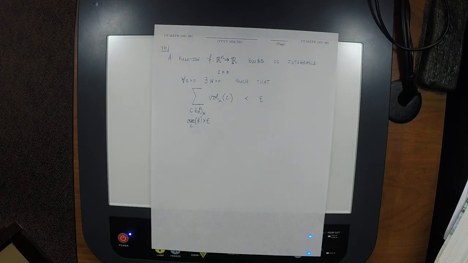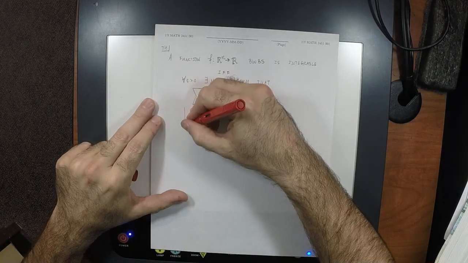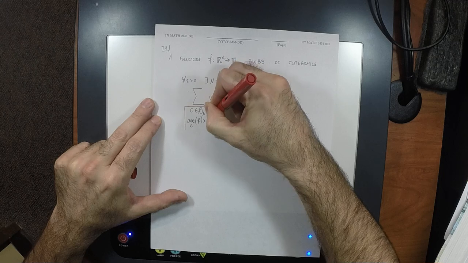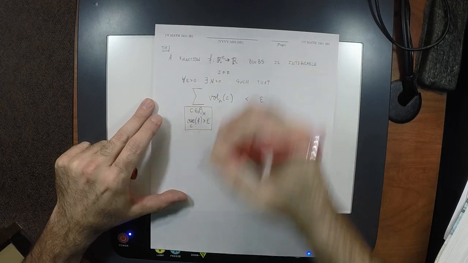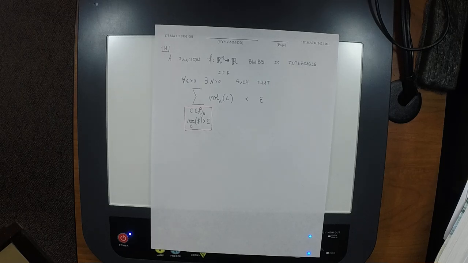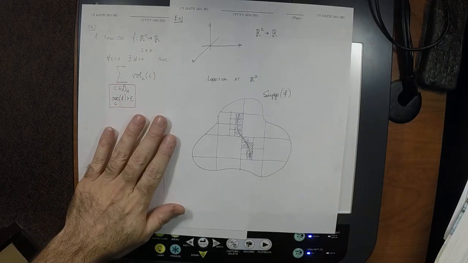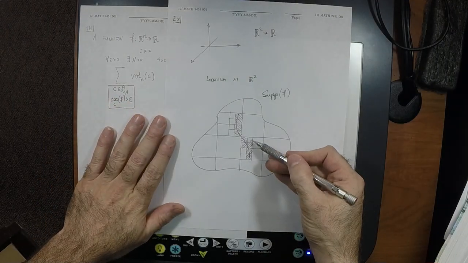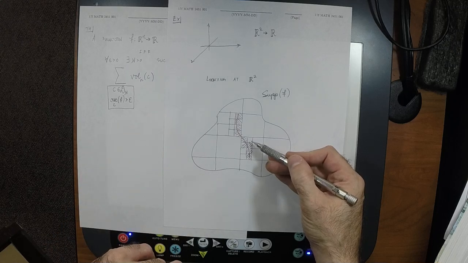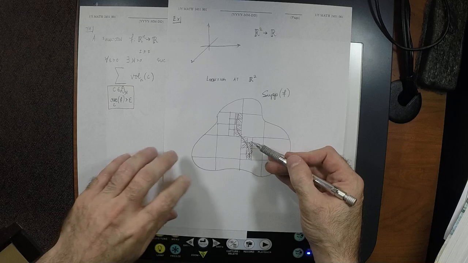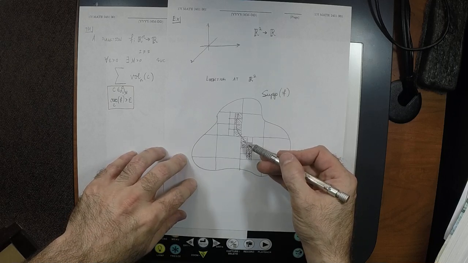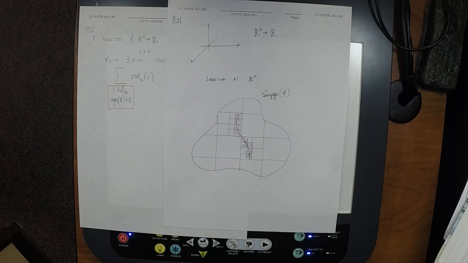So let's go over this. The meaning of this statement: we're summing over not all cubes, just some cubes. Consider all the cubes in the dyadic paving at resolution n. We're going to label them as being high oscillation or low oscillation. For example, here is a cube. Is it a high oscillation cube or a low oscillation cube? A low oscillation cube. And this one is a high oscillation cube.